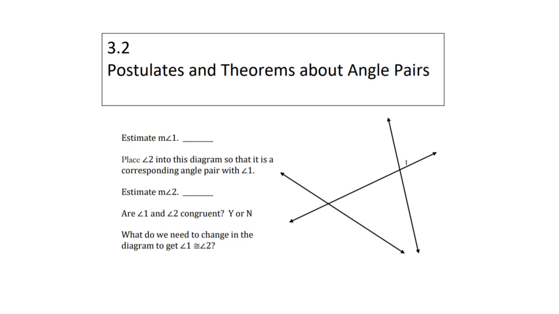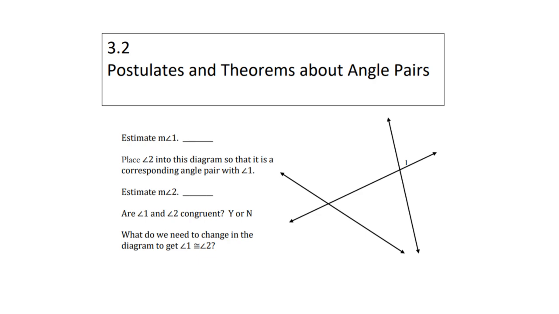This is lesson 3.2, Postulates and Theorems about Angle Pairs. Okay, so the first thing we're going to do here is take a look at this picture. We do have two lines and a transversal like we discussed in the previous lesson, and here's angle 1. So estimate the measure of angle 1 is our first task.